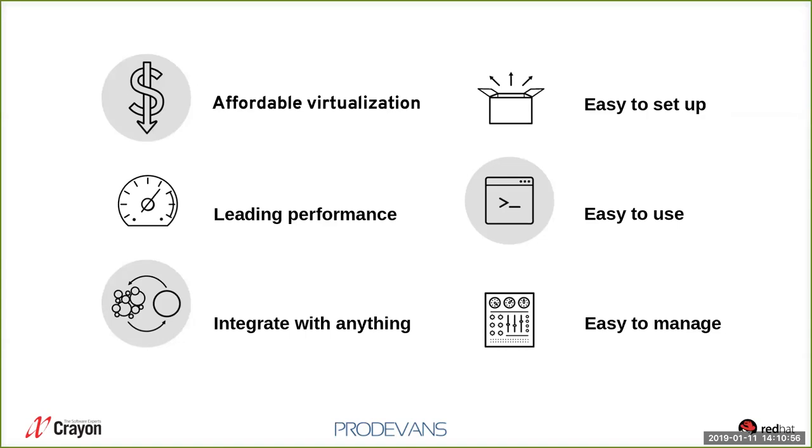Why leading performance? Because apps running on Red Hat Linux with virtualization tend to run faster than on other industry hypervisors. And yes, it can integrate with anything. Because it is open source, it can be designed to work with anything. But we also test and certify Red Hat Virtualization on a range of servers and hardware.